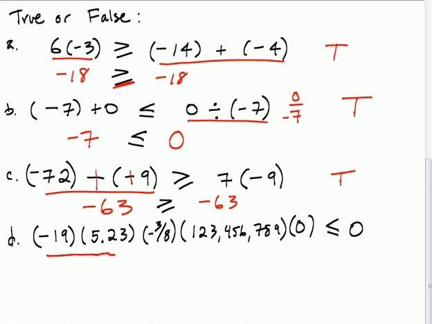And finally, oh my goodness, oh teacher, how could you do this to us? A negative 19 times 5.23 times a negative 3/8 times 123 million, and so on, times, oh, thank you, teacher, 0. What happens when you multiply all of that stuff by 0? You get 0. And is 0 less than or equal to 0? Yes, it is, so that one is true as well.